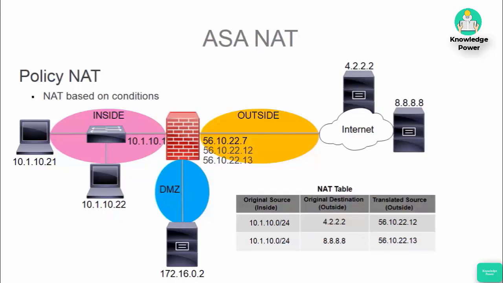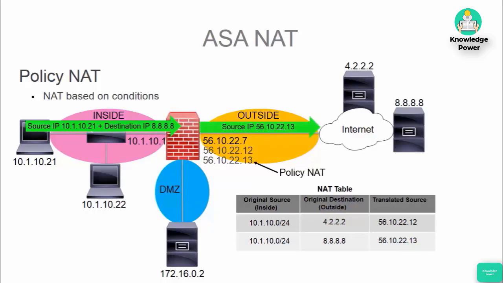For example, if you look at our NAT table here, we have it so if an inside source is destined for the IP address 4.2.2.2, then we'll translate the source to our .12 address. And then if an inside host is destined to 8.8.8.8, based on that condition, we're going to translate the source to the .13 IP. So now you can see how you can choose which translation to use based on certain conditions.